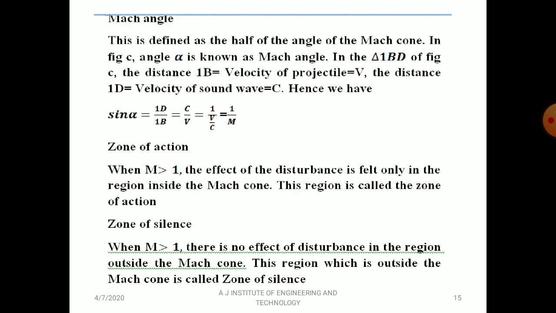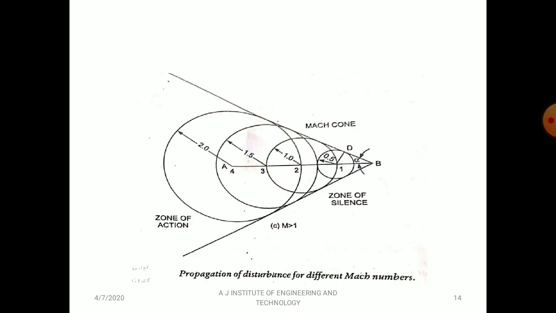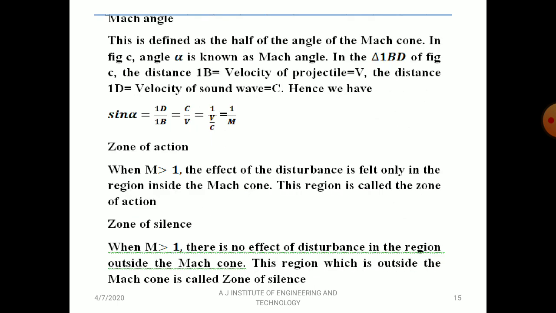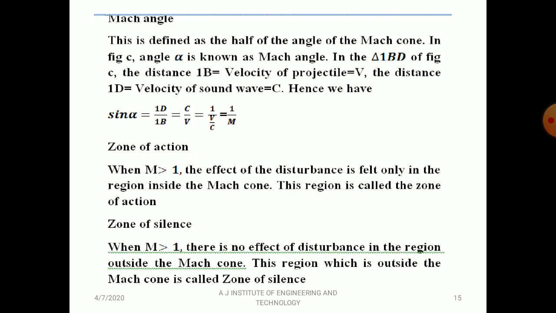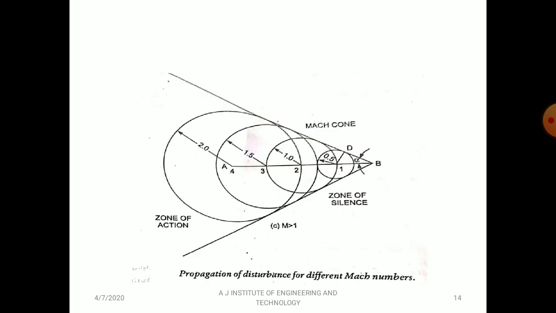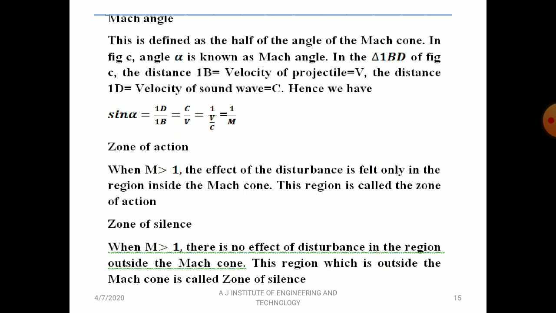So in triangle 1BD of figure C, the distance 1B, along the straight line the projectile is going to move, is equal to V. The distance 1D is the velocity of the sound wave. Sound waves are going to move in all directions. So 1D is C, the velocity of the sound wave. Hence applying the sine rule, sine alpha equals opposite by hypotenuse. Opposite is 1D, divided by the hypotenuse 1B. 1D is taken as C, the velocity of the sound wave, divided by 1B, the velocity of the projectile, that is C by V.